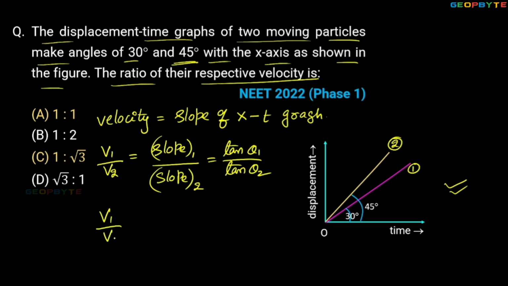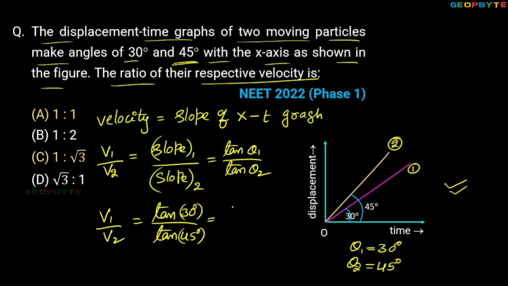Therefore, V1 by V2 equals tan theta 1 over tan theta 2. Looking at the graph, theta 1 is 30 degrees and theta 2 equals 45 degrees. Then I can say tan 30 degrees divided by tan 45 degrees. As you know, tan 30 equals 1 by root 3, and tan 45 is 1. So it is 1 by root 3. Therefore V1 is to V2 is 1 is to root 3.